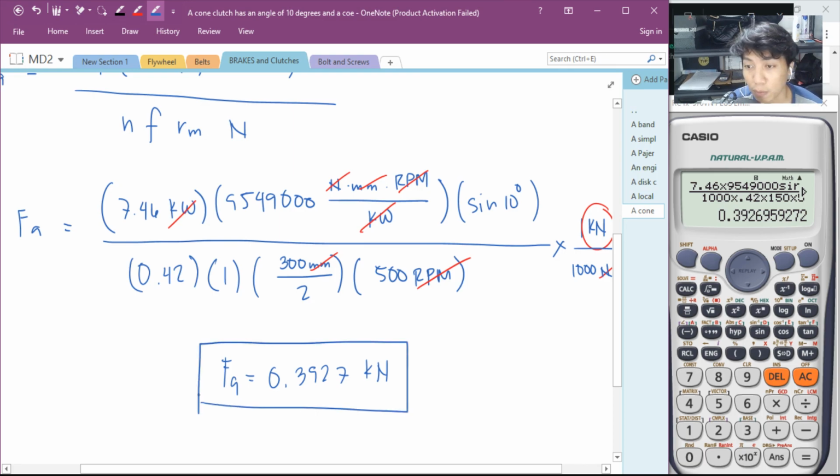And that will be all for your brakes and clutches. Kailangan lang dun sa brakes, kailangan alam mo yung tight side and slack side, marunong ka din ng FBD. Dito naman sa clutches, alam mo kung paano i-segregate if that is uniform wear or uniform pressure. Babasehan mo rin kung ilang number ng clutch ang gagamitin. Ilang number of pairs, depende sa ibibigay sa'yo. Okay, you should always watch for the worded problem kung ano yung mga binibigay na parameters.